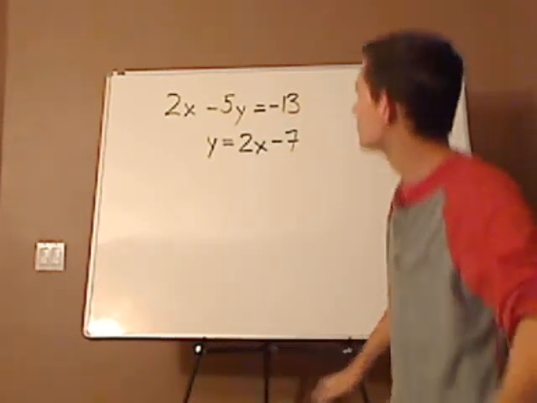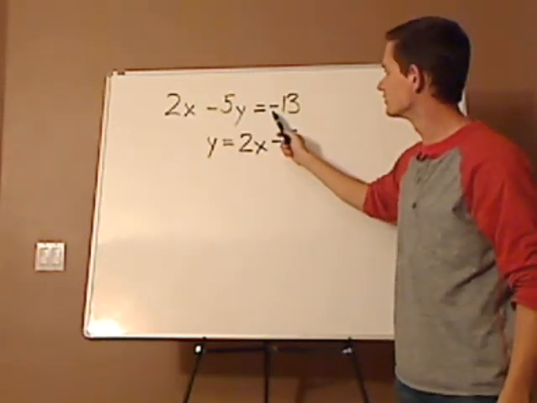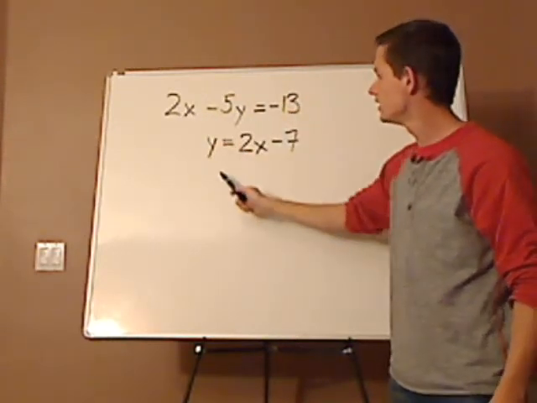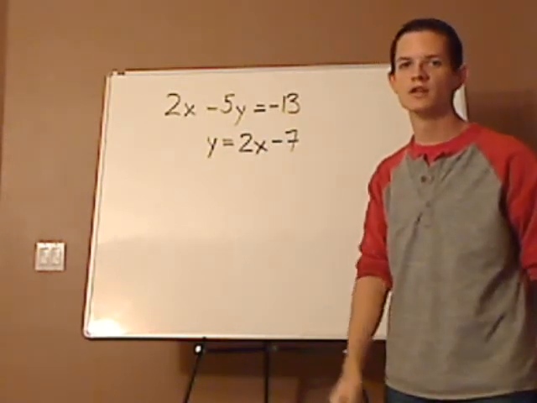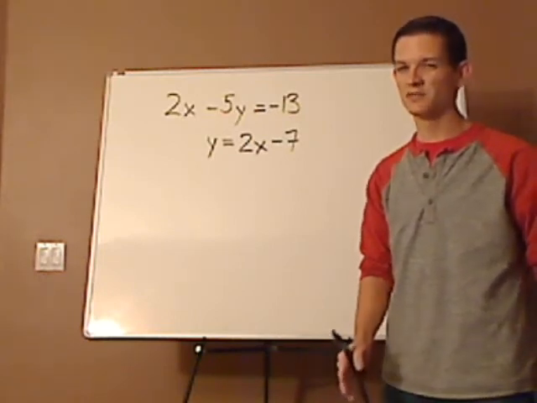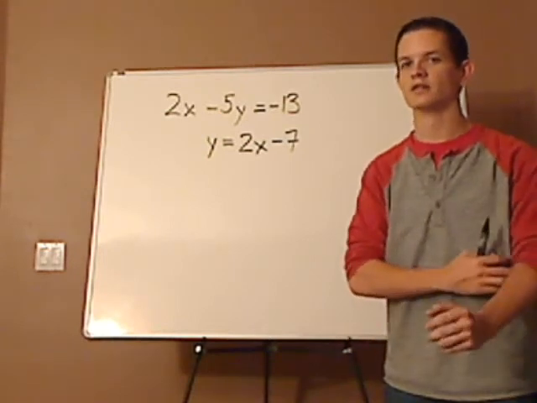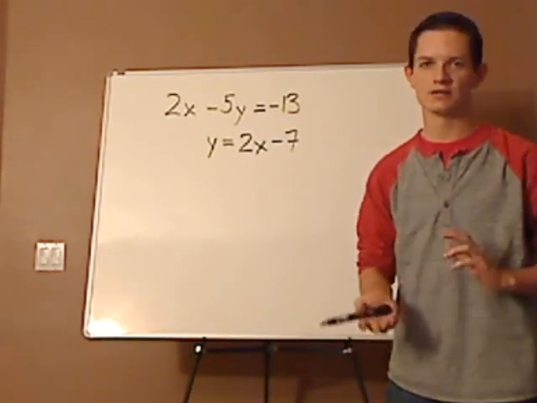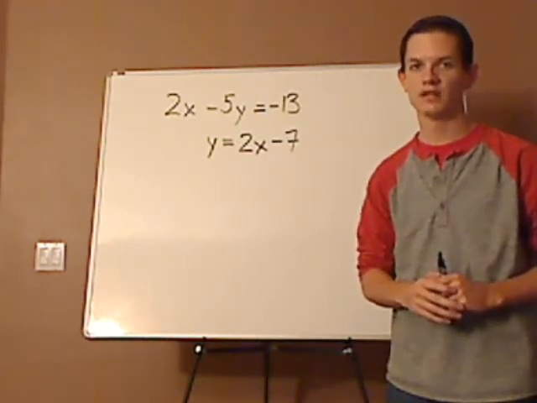Now this system of equations is 2x minus 5y equals negative 13, and then you have y equals 2x minus 7. So try this on your own, and we're actually going to be using the elimination method, but you can also use the substitution method. So either which way you're going to get the right answer. So try this, pause the video, and see what you can do.